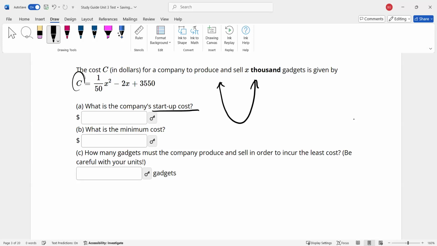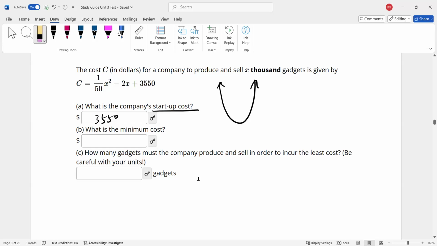C is cost. Startup cost means the value of C when x equals 0. When x equals 0, C equals 3550. That's the startup cost, means before you even produce anything, before you even start to manufacture any products, you have to spend $3,550,000. Okay, like you have to rent the land or buy the land and then make the factory, hire people, everything. So that's the startup cost.